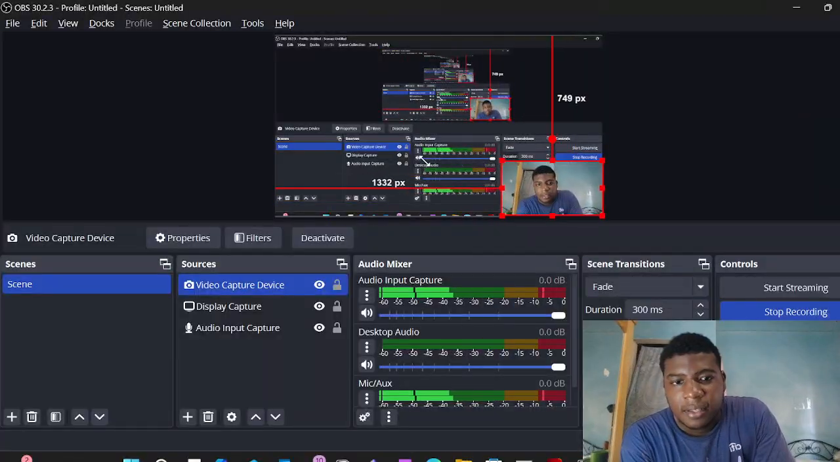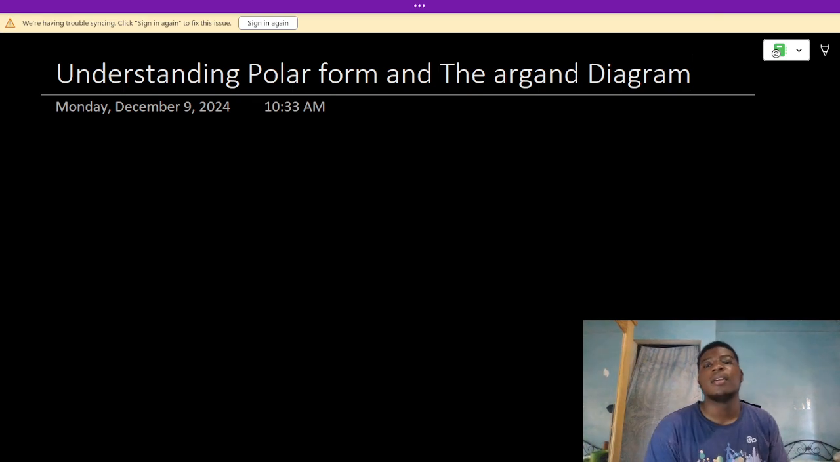Alright, so here's what we're going to do today. We're going to try to understand the polar form and the Argand diagram. Let me make sure I can see it. Yeah, so we are going to learn how to understand the polar form and the Argand diagram.